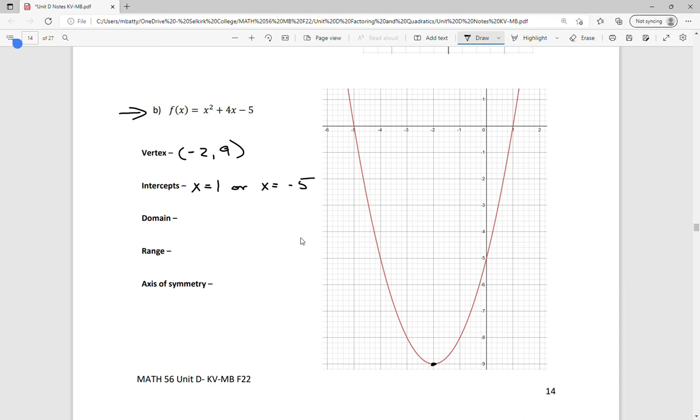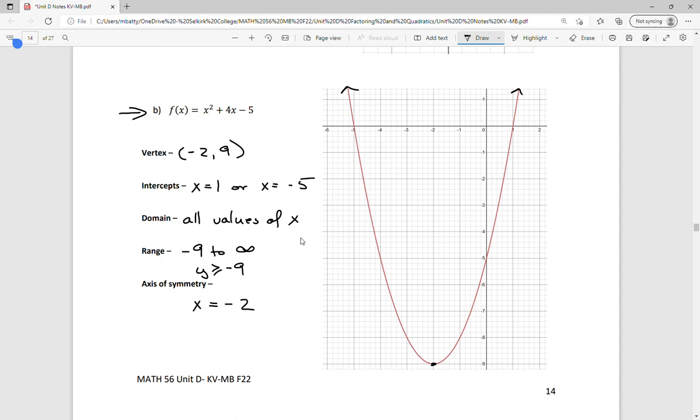The domain of this, these go on forever. So all values of x. The range of it is going to be -9 to infinity, or y is greater than or equal to -9. And the axis of symmetry is x equals -2.